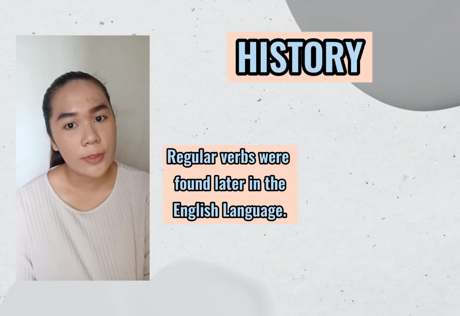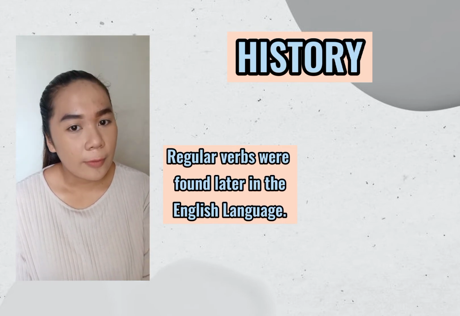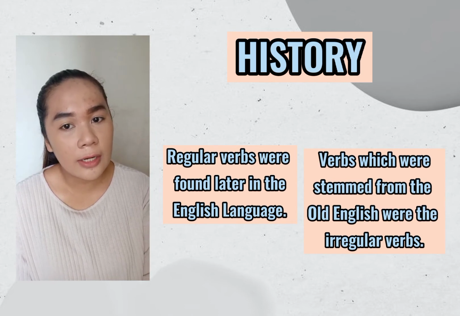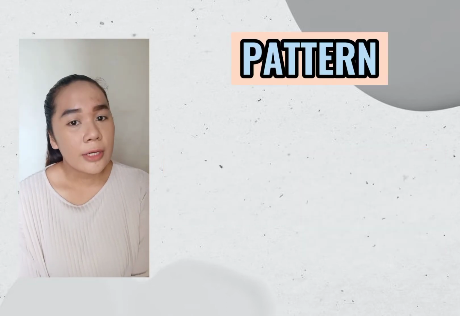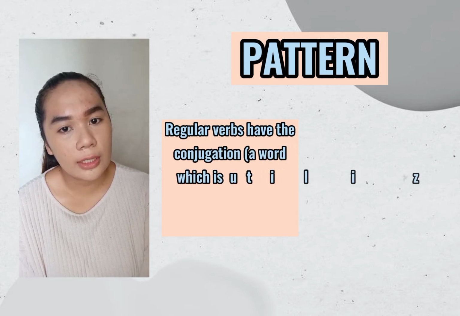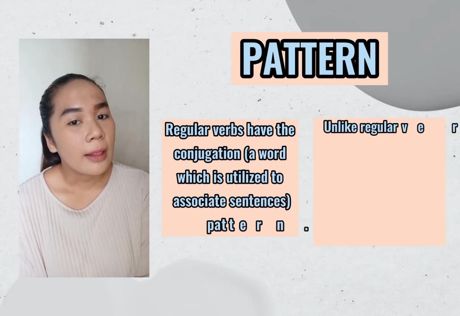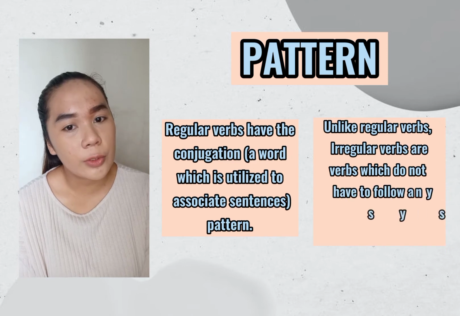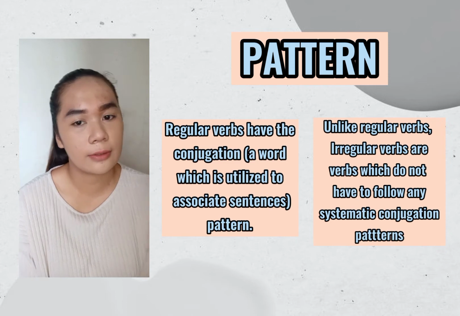In history, regular verbs were found later in the English language. Verbs which stemmed from Old English were the irregular verbs. Regular verbs have a conjugation which is utilized to associate sentence patterns. Unlike regular verbs, irregular verbs do not have to follow any systematic conjugation patterns.